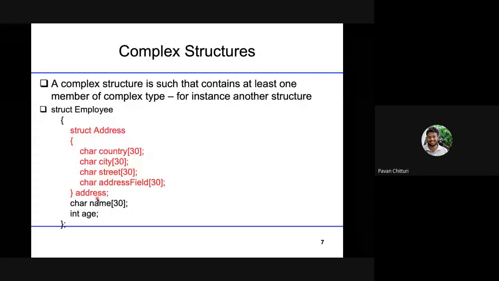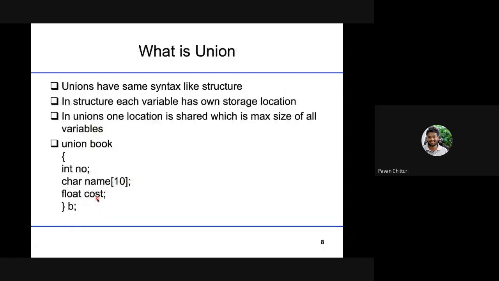So when you have a structure inside a structure, you know what an array inside an array is, which is nothing but a double dimensional array. In the same way, we have a complex structure inside the structure. So the next concept is union.